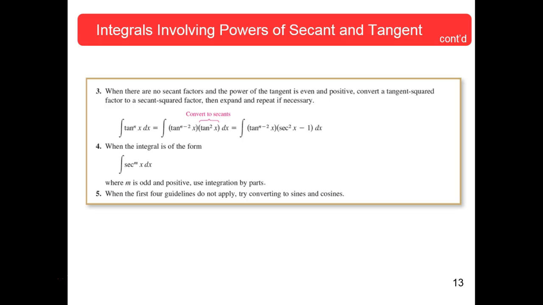One secant here and the rest of them there. Then you have even secants for the rest of them. You can do the one secant. When the first four guidelines do not apply, try converting to sines and cosines and see what you can come up with. They can get a little messier here, as we will see.